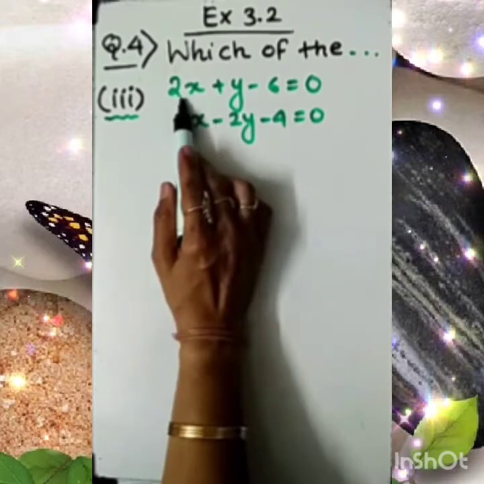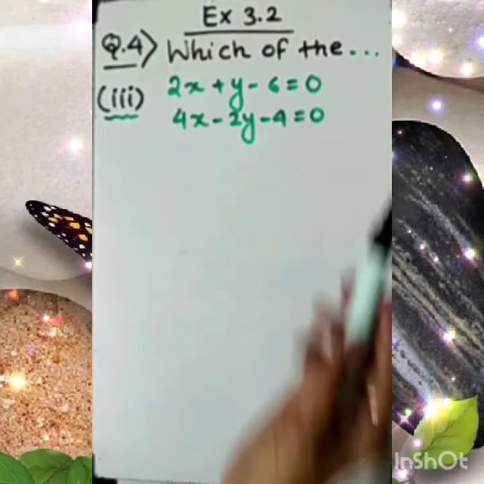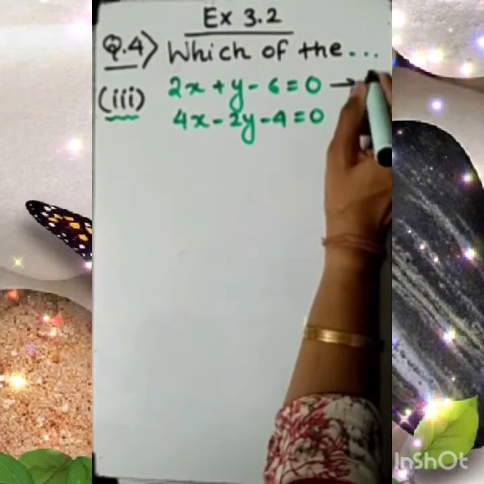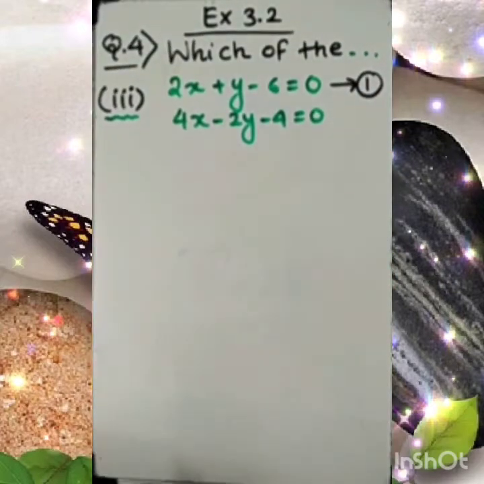The question is 2x plus y minus 6 equal to 0. This is our equation number 1. And what is our second equation? 4x minus 2y minus 4 equal to 0. This is our second equation.